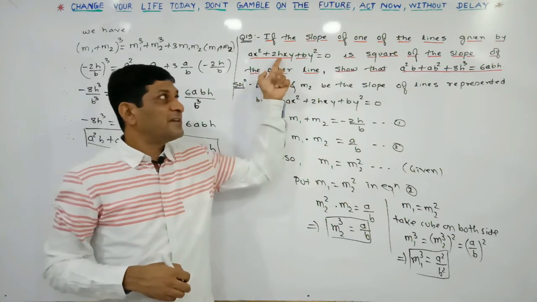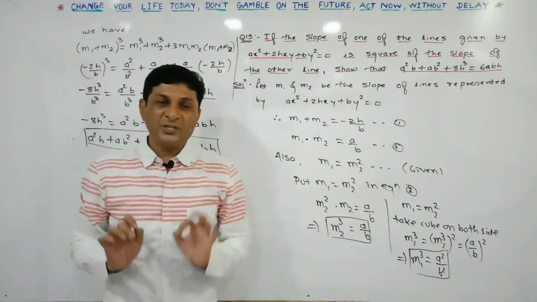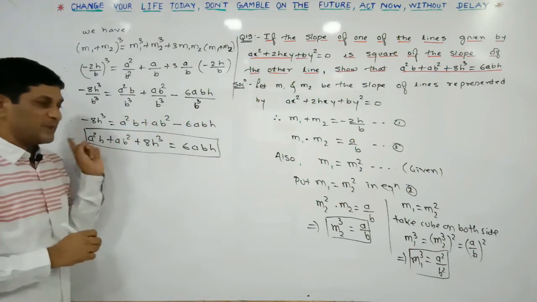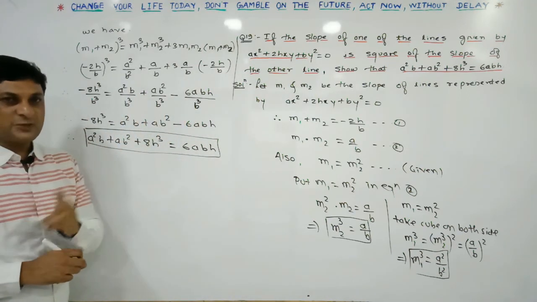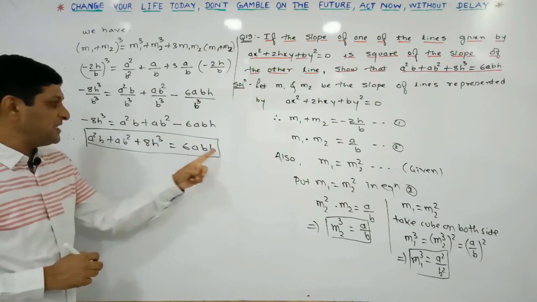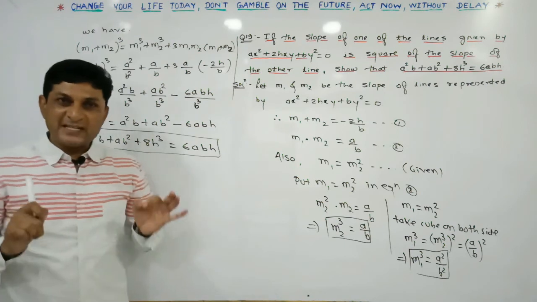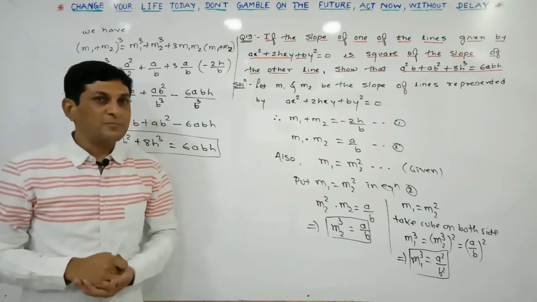And we can observe that this is nothing but the result which we have to prove, using which condition? The slope of one of the lines represented by this homogeneous equation is the square of the slope of the other line. If you observe this expression, how many terms appear in this expression? 3 terms. Which 3 terms? A, B, H. If you observe both sides, this equation we are able to use as a shortcut method while solving objective type questions.